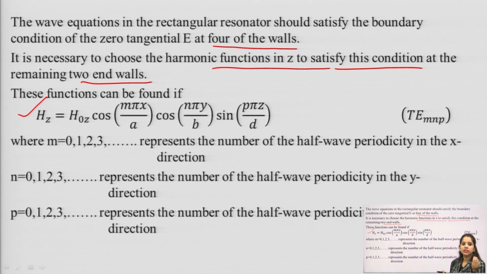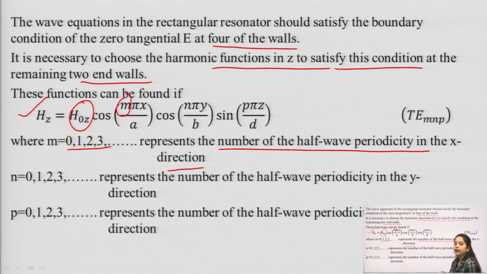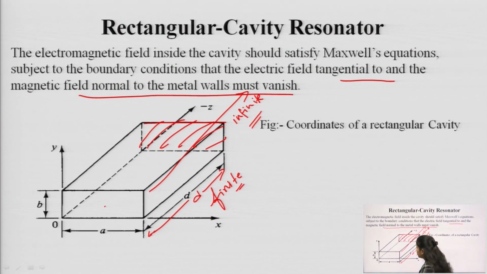We have already studied this in the waveguide section: H0z is the maximum amplitude of the magnetic field, and m varies from 0, 1, 2, 3 and so on, and it is the number of half wave periodicity in the x direction, same as in the rectangular waveguide. a is the dimension in the x direction.